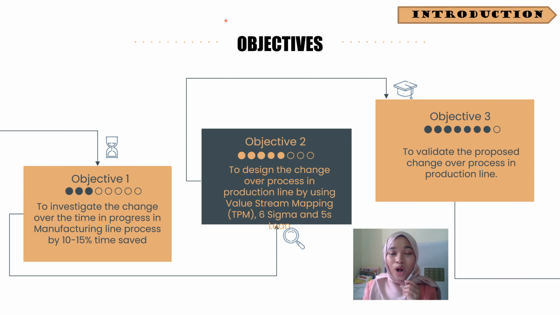So, to counter all of these problems, my first objective is to investigate the changeover time in the manufacturing line process for 10 to 15% time saved. Second, to design the changeover process in the production line by using value stream mapping, TPM, Six Sigma and 5S lean manufacturing. And third and last, to validate the proposed changeover process in a production line.